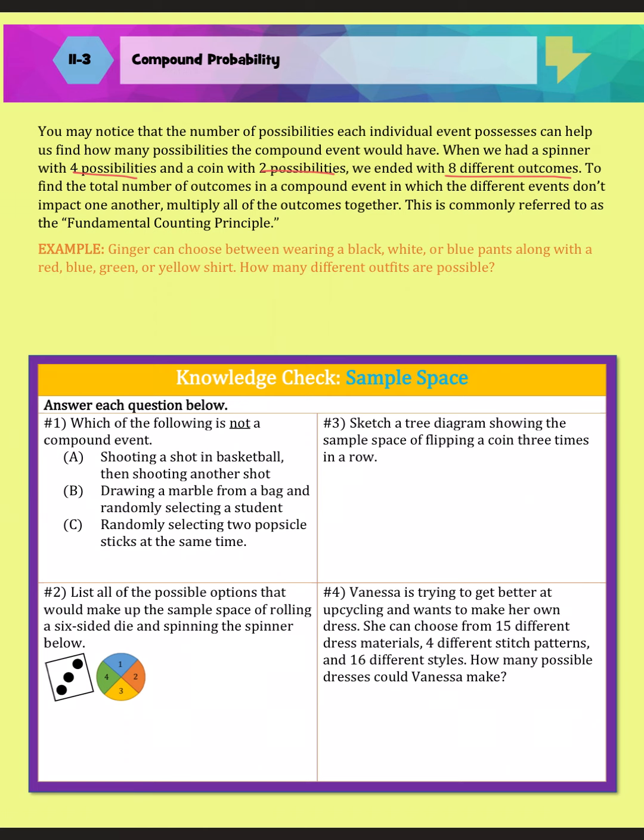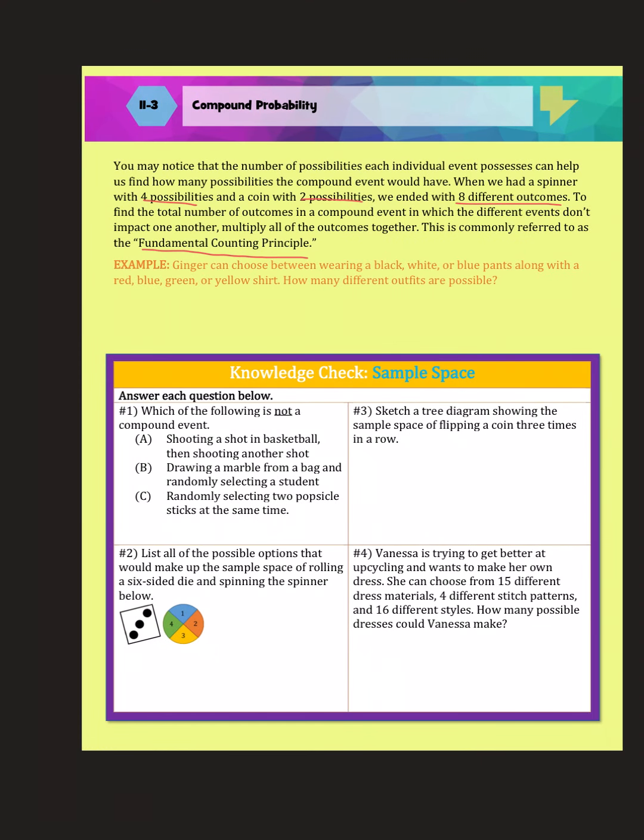We actually call that thing the fundamental counting principle. I honestly forget that name a lot of times. I just know you multiply them. So let's look at this example. Ginger can choose between wearing black, white, or blue pants. Okay, so there's 3 options for pants. With a red, blue, green, or yellow shirt. Okay, so 4 options for shirts. How many different outcomes are there?